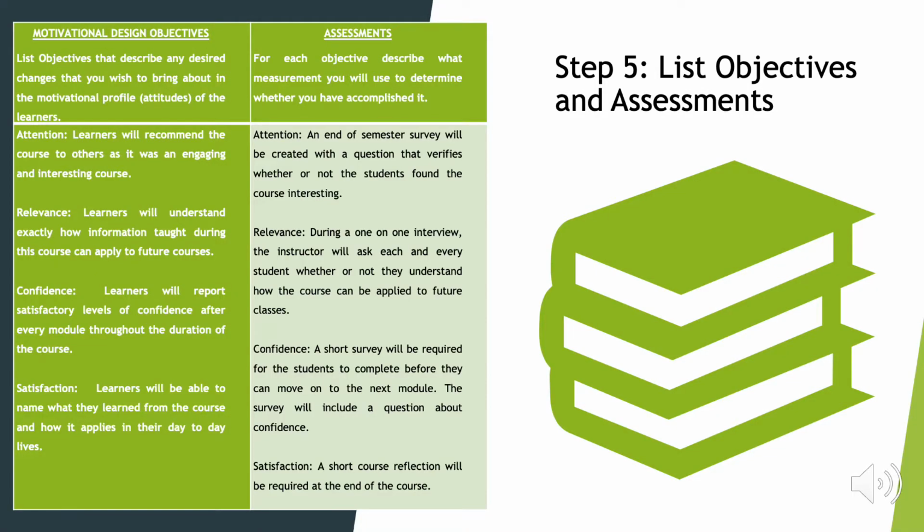Step 5 is to list the objectives and the assessments. So the objectives of the course are, in general, just to give you guys a little bit of background, to help students in their future classes. So we're trying to teach students how to read a research paper, how to write a research paper, how to cite, because a lot of them don't know anything about plagiarism, and how to cite information and write citations in APA and MLA and all that good stuff.